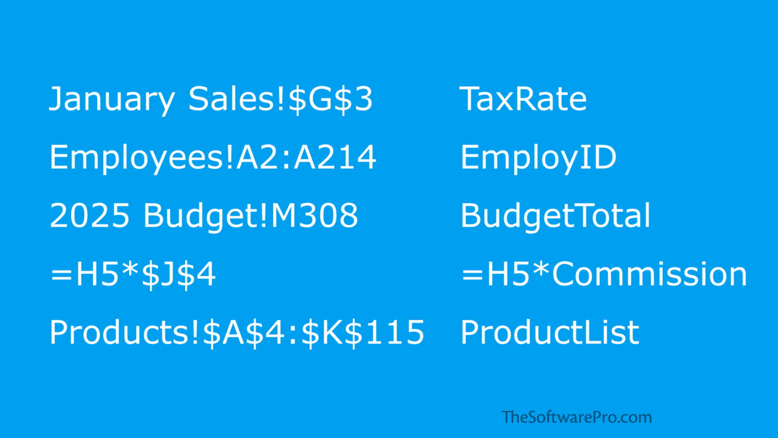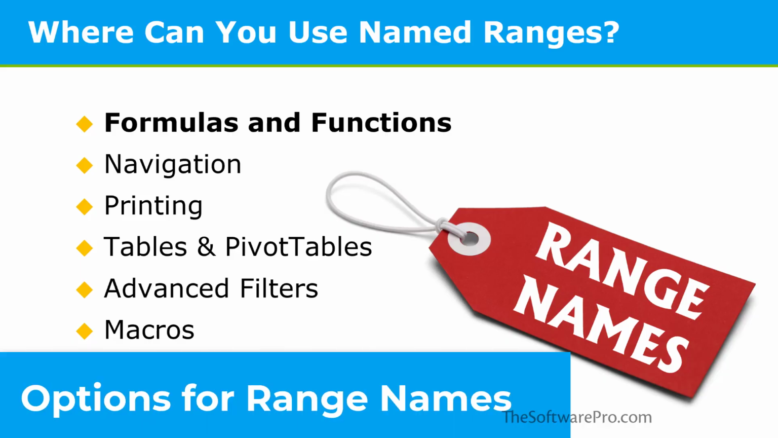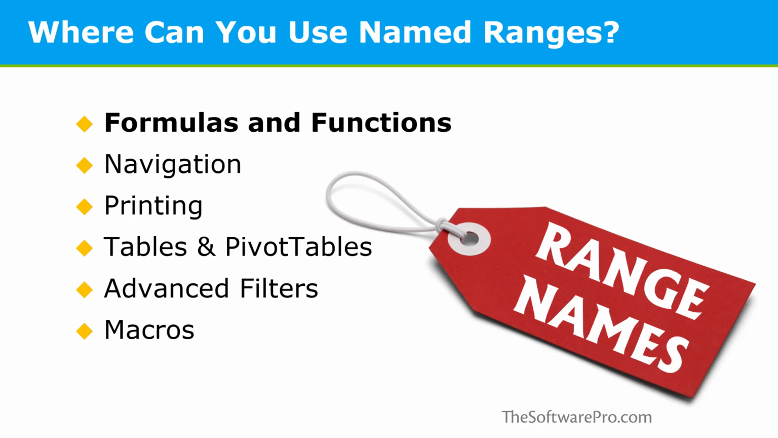Microsoft Excel makes it easy to name individual cells or cell ranges so you can find data by a logical name and refer to cell ranges in formulas. Common uses for a named range include formulas and functions, which is the focus of this training. However, named ranges can also be helpful for navigation and printing, tables and pivot tables, advanced filters, and even macros.